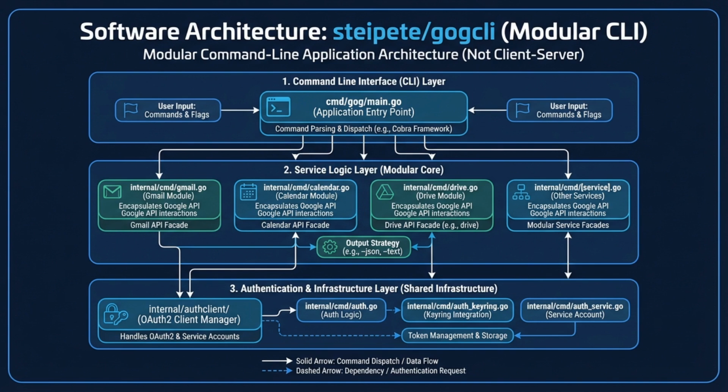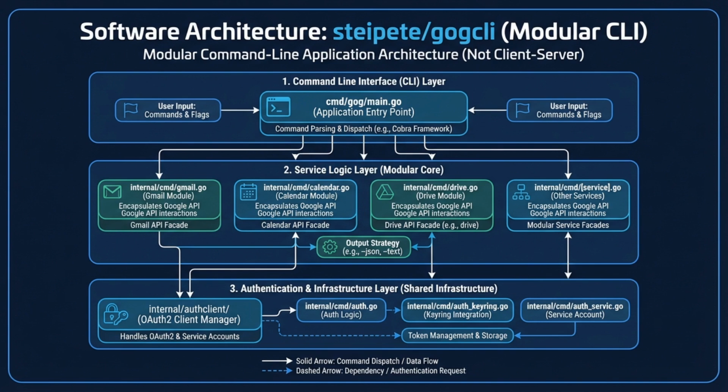Gogcli's unique angle is unification without compromise. It doesn't just aggregate commands. It provides a cohesive authentication layer that handles both personal OAuth credentials and enterprise service accounts, all while maintaining strict least privilege principles. This matters because modern DevOps workflows demand scriptable, repeatable operations across multiple Google services, something no previous tool delivered in a single package.